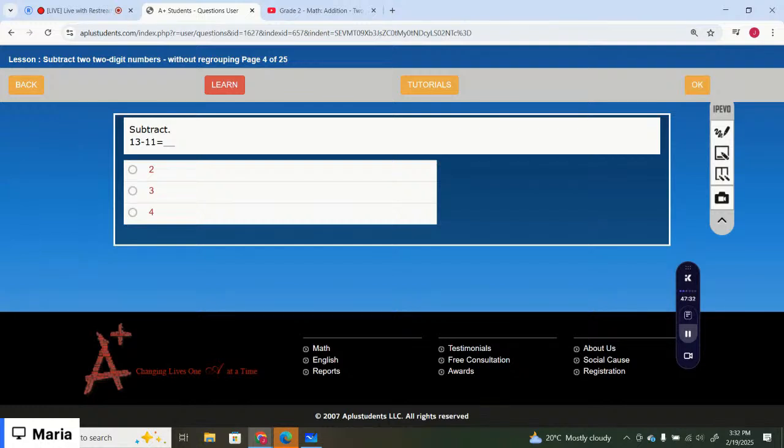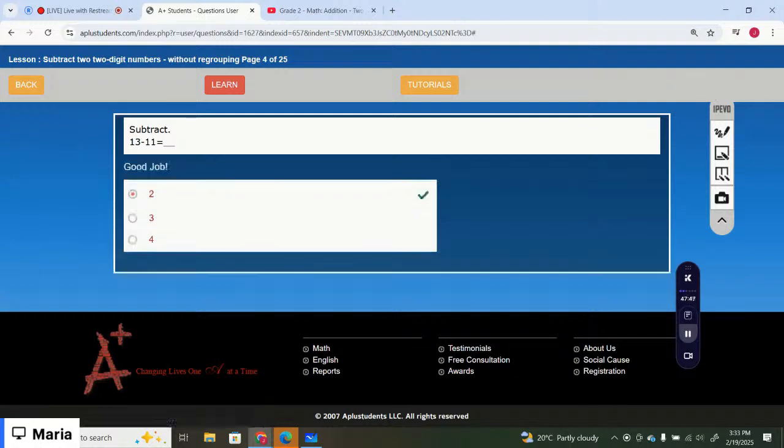13 take away 11 is that is 2. Option number 1 is the correct option.